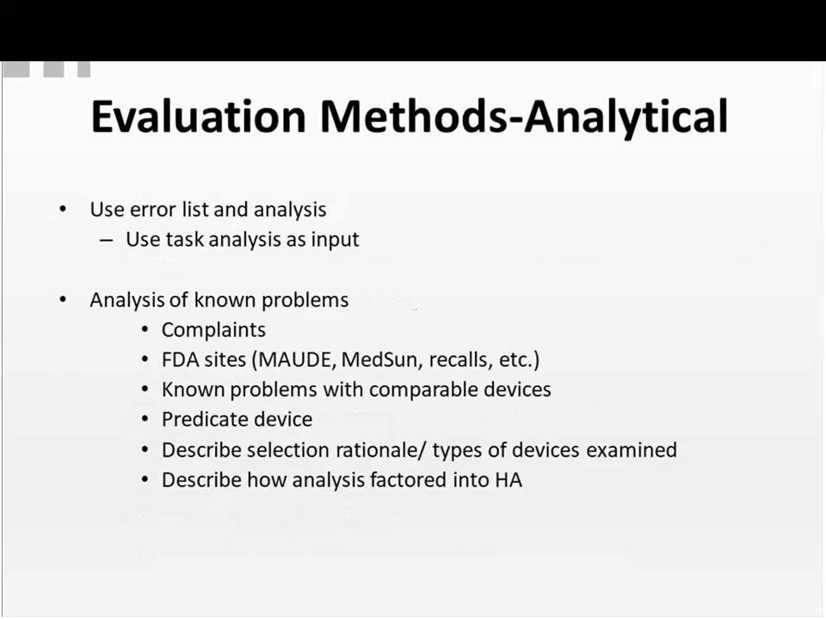We list our use errors and the analysis, and an analysis of known problems. This can come from complaint files for similar products, from the FDA sites, from known problems with comparable devices, from predicate devices. You should describe the selection rationale and the types of devices examined, and describe how these analyses are factored into the hazard analysis.